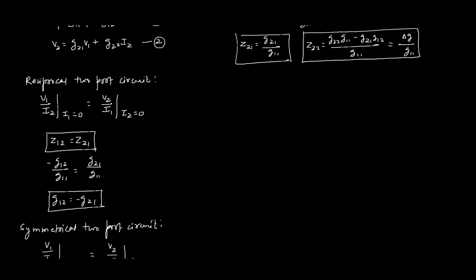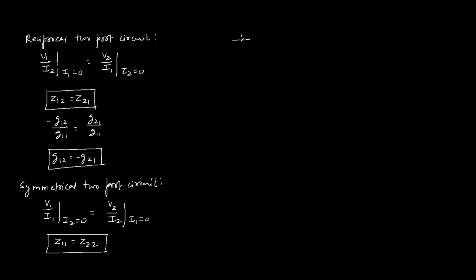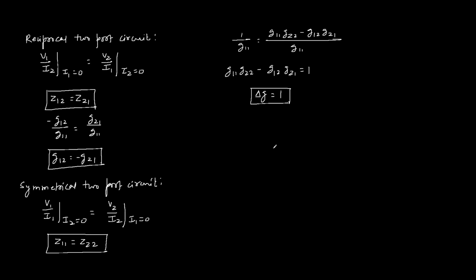So Z11 is 1 over G11 and Z22 is G11 into G22 minus G12 into G21 over G11. So G11 into G22 minus G12 into G21 is 1, or simply the determinant of G matrix must be equal to 1. So this is the condition for symmetrical two-port network in terms of G parameters.